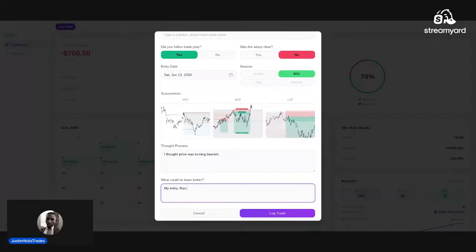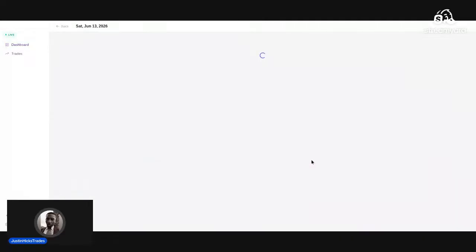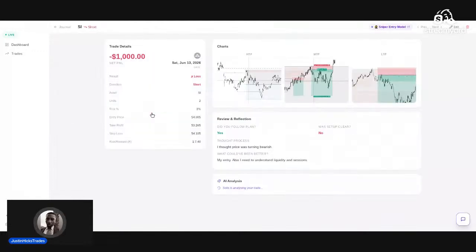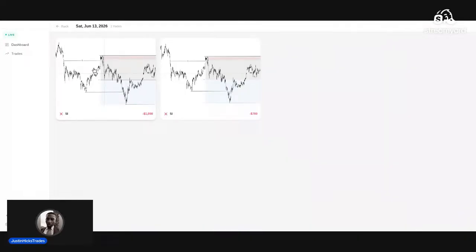Also, I need to understand liquidity and sessions. That's something that I need to look at, like how does the London session affect liquidity, etc. So both of these trades I lost, back to back. These are not good setups, but it's alright.